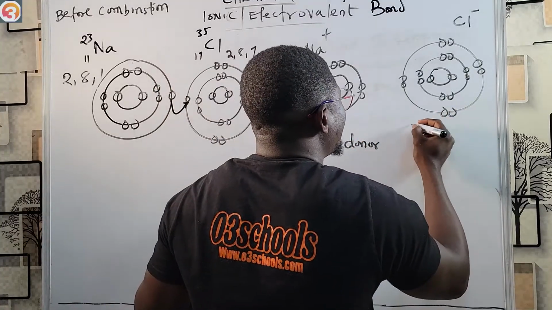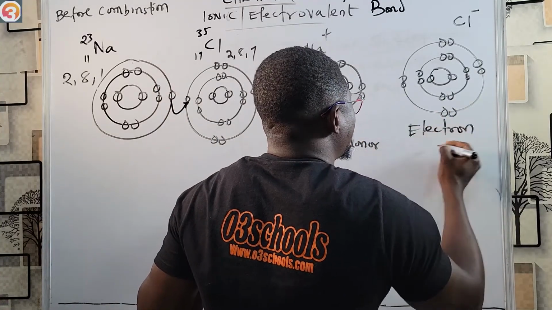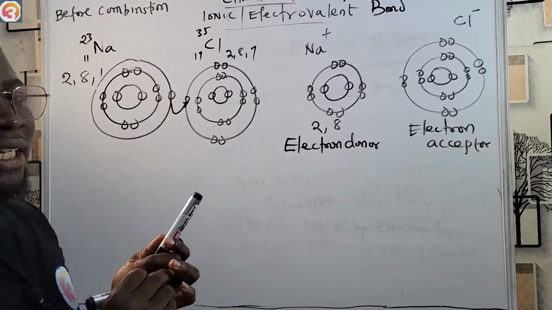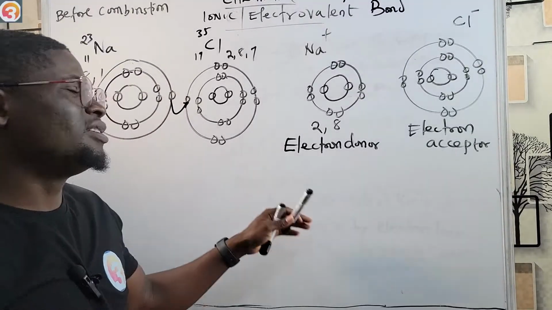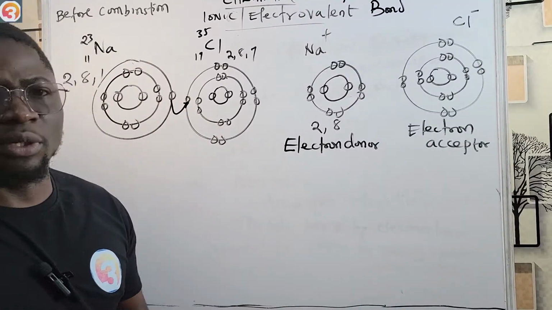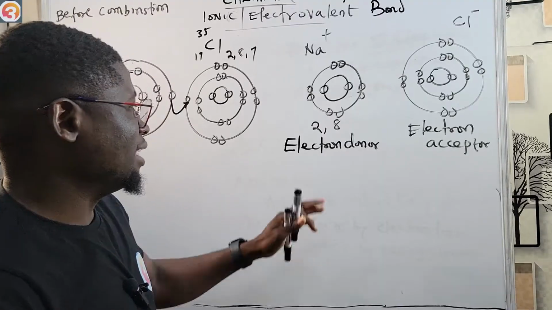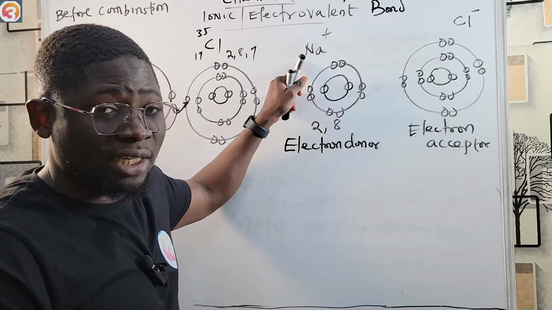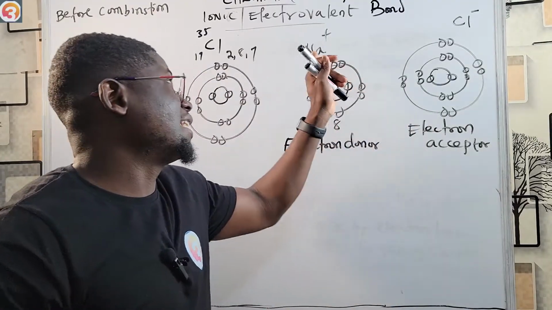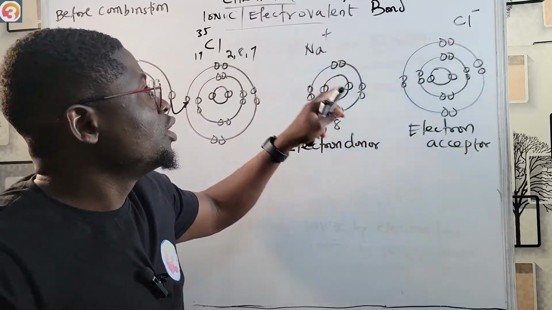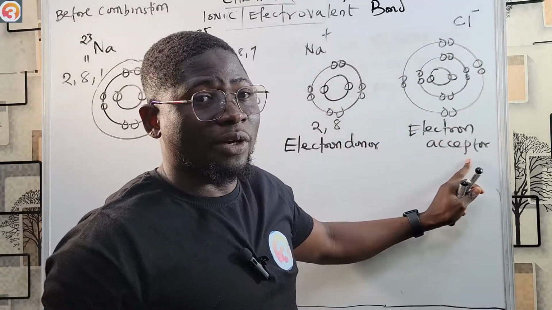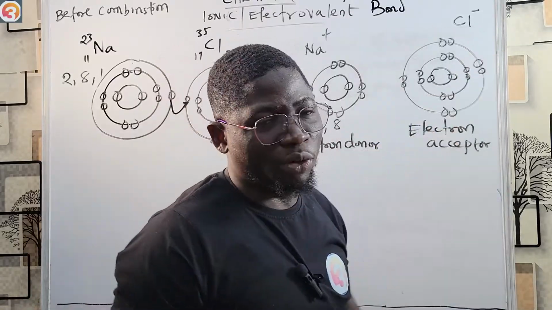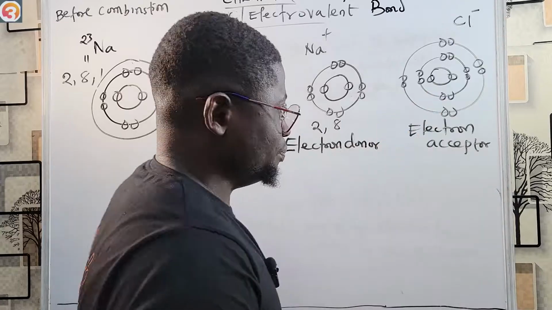This chlorine is the electron acceptor. The chlorine atom accepts the electron, while the sodium atom donates or transfers the electron to it. We have said before that once a metal transfers electrons, it becomes positively charged. It turns into a cation. That's why you are seeing plus on top of the sodium, while you are seeing minus on top of the chlorine. This is the electron acceptor. Once it accepts the electrons, it becomes negatively charged. That is the chlorine ion. All right.